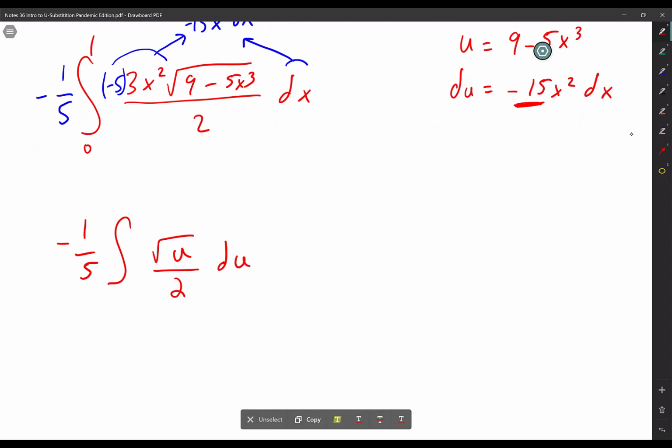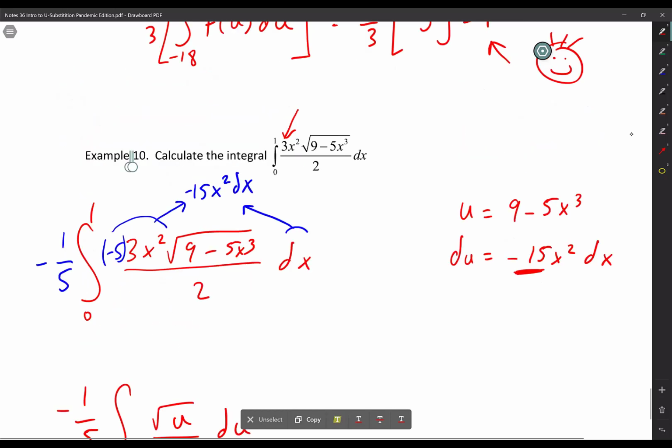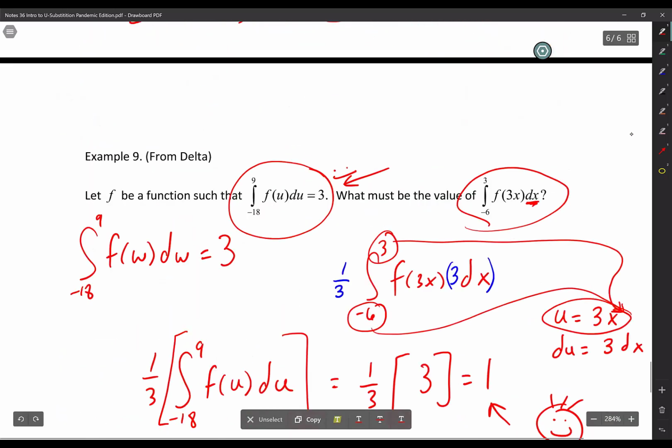I don't like that 2 there. Do you guys like that 2 in the bottom? Because I don't like it. Yeah, but I want to take it out. It's a constant. I'm going to use one of my properties. Relax, you're not going to have to erase anything.